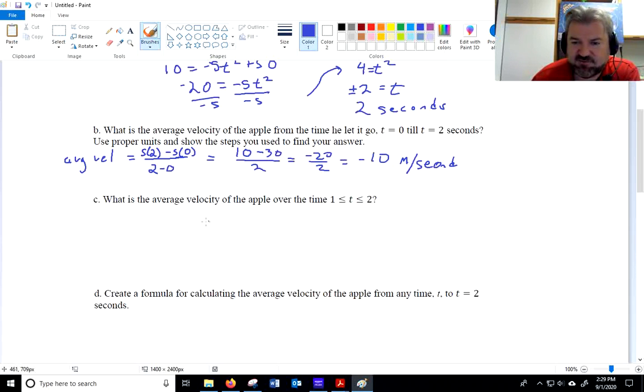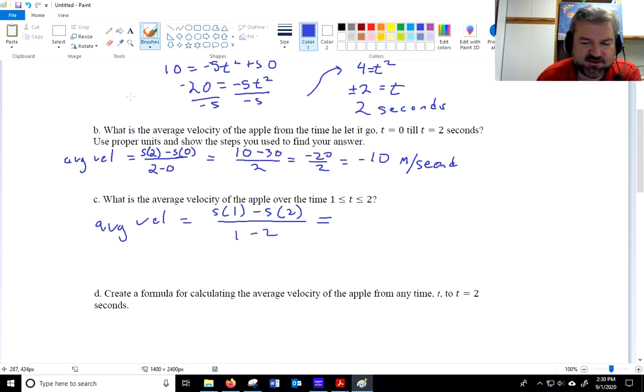What is the average velocity of the apple over time 1 to 2? Well, we just need to do a similar procedure. So I'll find the position at 1. I'll subtract the position at 2 over 1 minus 2. And I could have done S of 2 minus S of 1 over 2 minus 1. It's the same thing, as long as I have these things line up. So what's the position at 1? Well, our equation was negative 5t squared plus 30, so it would be 25.